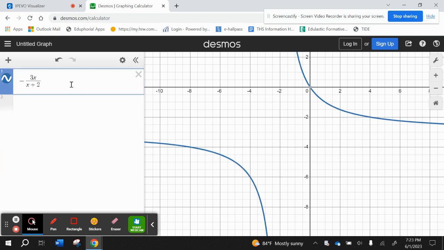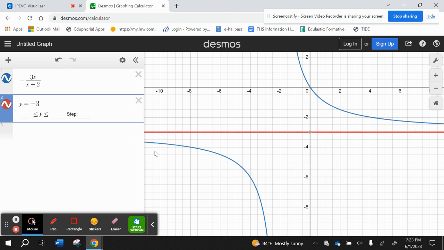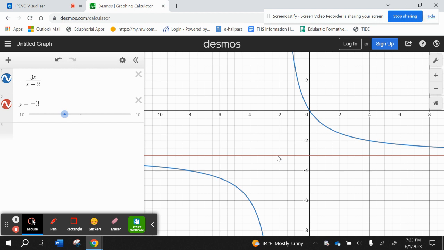And let's take a look at the range. Y equals negative 3. So we know that y is less than negative 3, y is greater than negative 3, y does not equal negative 3, and we go from negative infinity to negative 3 and negative 3 to infinity.